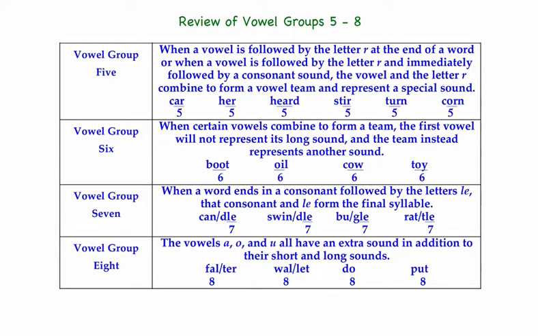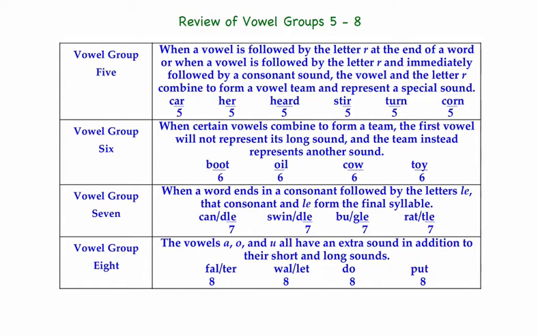consonant. When that happens, that consonant plus LE form their own syllable. LE is a vowel team in that syllable representing the sound ul, and you write the number 7 under the LE vowel team. And finally, vowel group 8 says that the vowels A, O, and U all have an extra sound. The extra sound for A is aw. A represents its extra sound when it comes by itself at the end of a syllable, or when A is followed by L at the end of a syllable, plus another consonant.